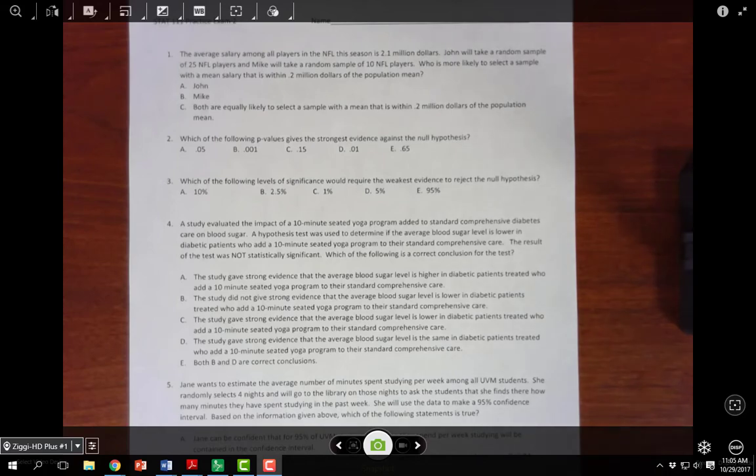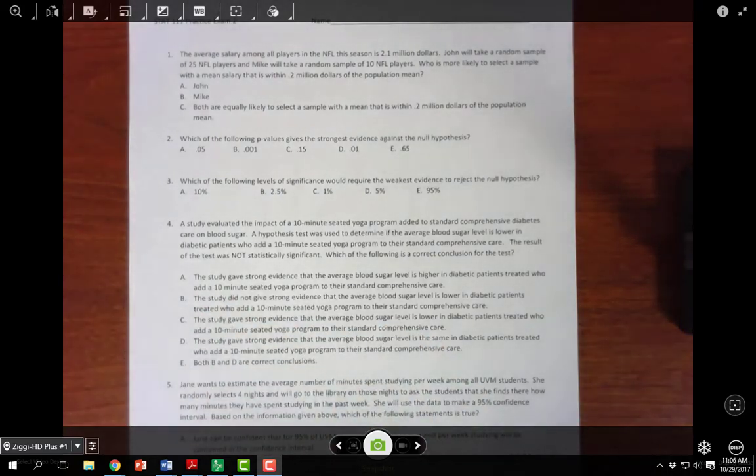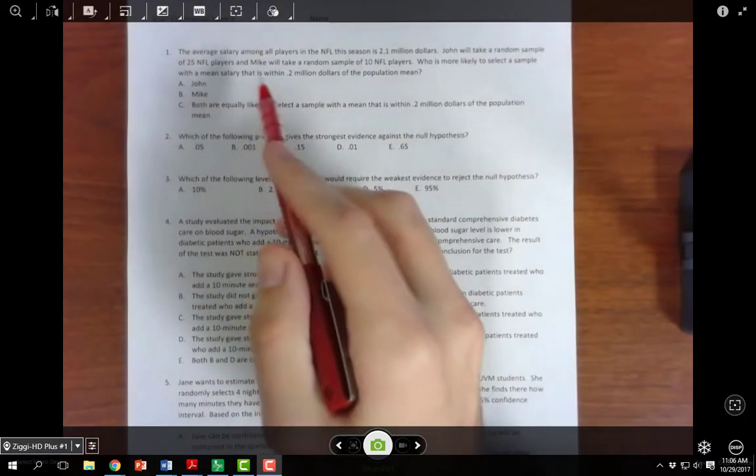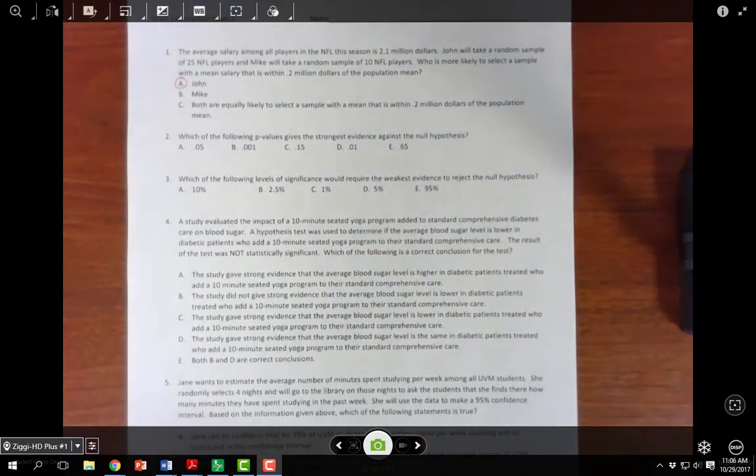mean? So what we want to remember is that accuracy increases the larger and larger sample that you take. What we mean by accuracy is that the standard error will shrink. So typically, the person who takes the larger sample is the one who's more likely to be close to the population mean. So the person who took the larger sample was John, so John is the one who's most likely to be closer to the population mean.